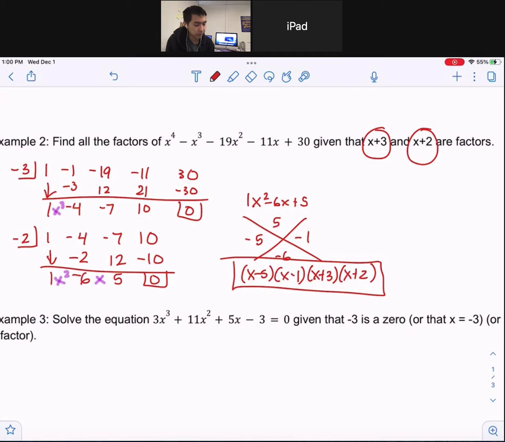Okay, now another thing to notice is it says find all the factors. These are what factors look like. This is not a factor. Those aren't factors. Those would be considered answers.